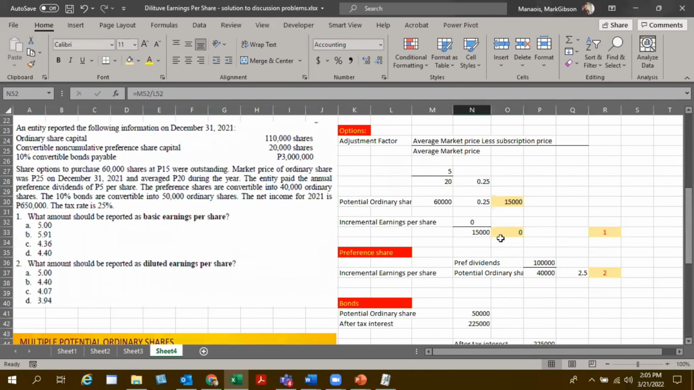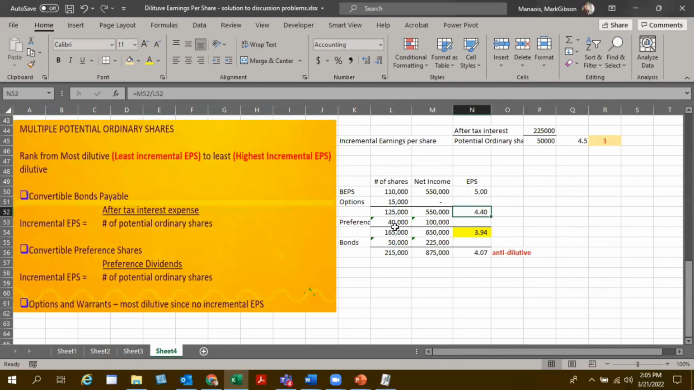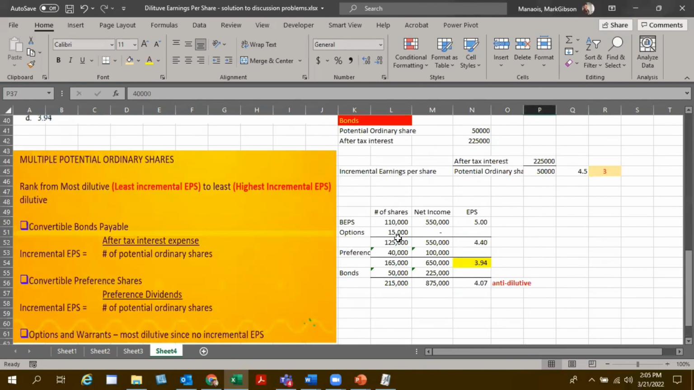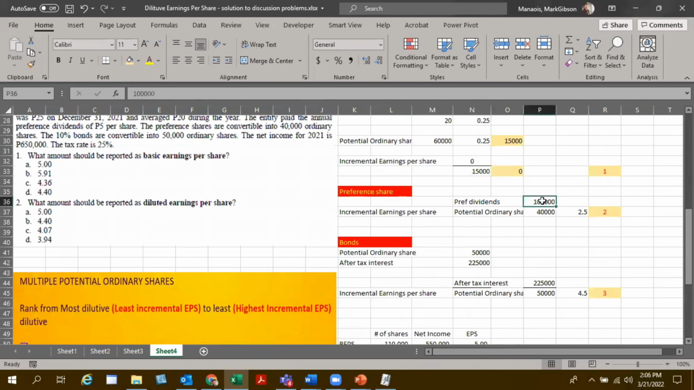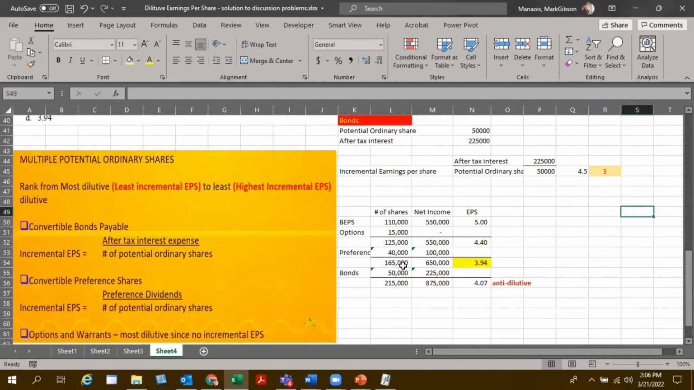Ano yung next rank? Next in rank, it's the preference shares. So, kunin natin yung preference shares. So, potential ordinary shares, 40,000. Preferred dividends of 100,000. Okay. So, kunin natin yung sum. 125 plus 40, 165,000. 550,000 plus 100,000. So, that's 650,000. 650,000 over 165,000. So that's 3.94. Again, this is still dilutive kasi from 4.40, bumaba siya sa 3.94.